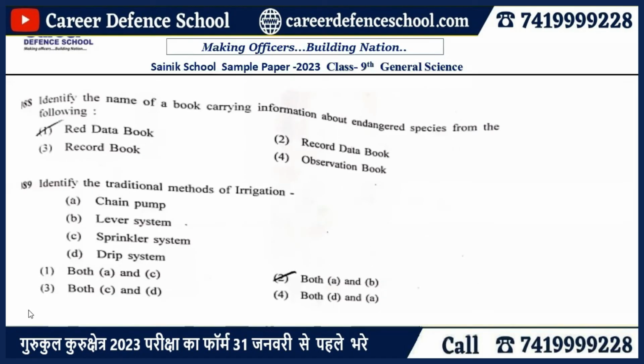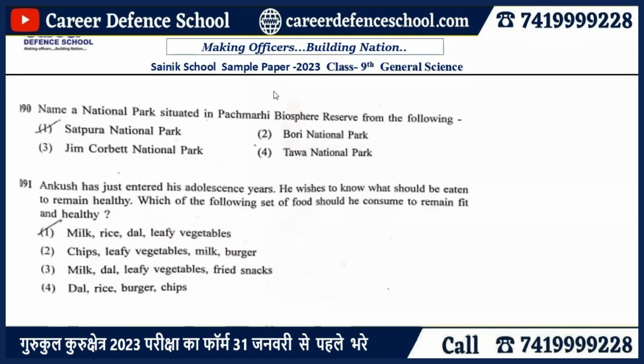Next question is: name a national park situated in Pachmarhi Biosphere Reserve from the following: Satpura National Park, Bori National Park, Jim Corbett National Park, Tawa National Park. So which is situated in Pachmarhi Biosphere Reserve? The correct answer for this question is Satpura National Park, because Pachmarhi Biosphere is in Madhya Pradesh, and Satpura is there.